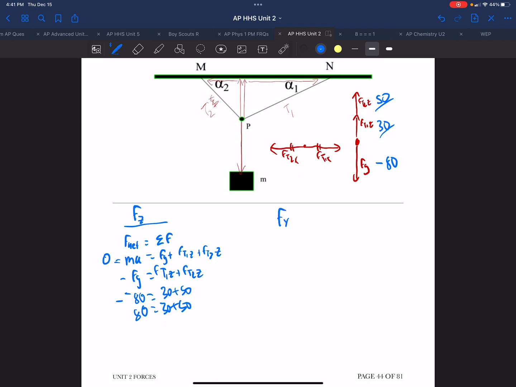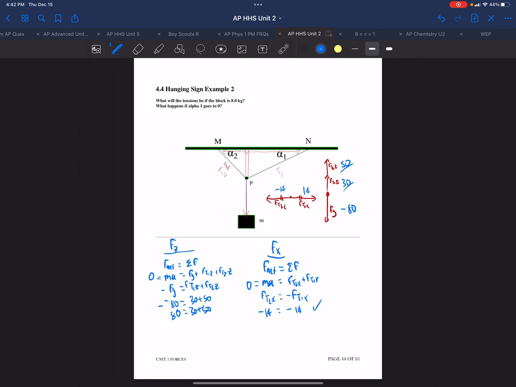And now if we look at the force in the horizontal, the net force is the sum of the forces. Ma is Ft2x plus Ft1x. The acceleration is 0. So therefore, Ft2x is equal and opposite to Ft1x. So if this is 14 and minus 14, we have minus 14 equals minus of a positive 14, and they're equal to each other.